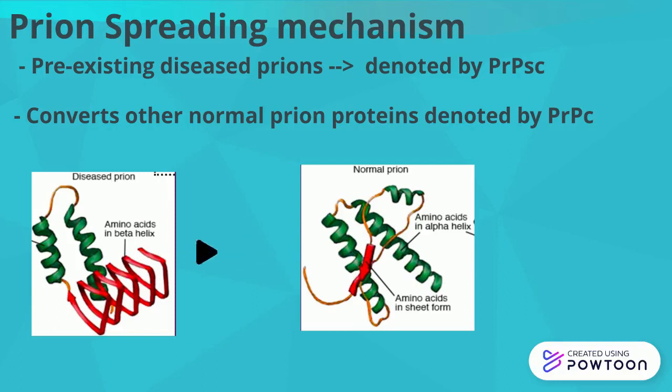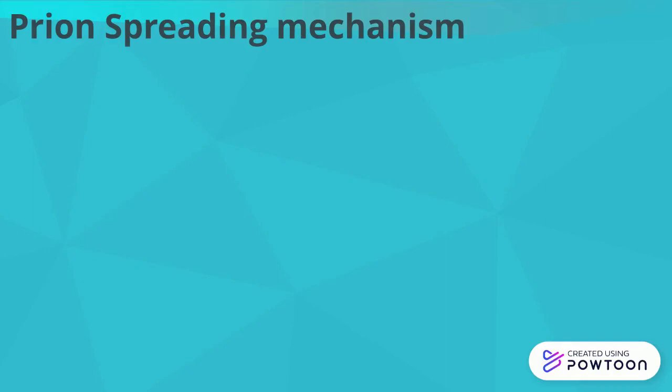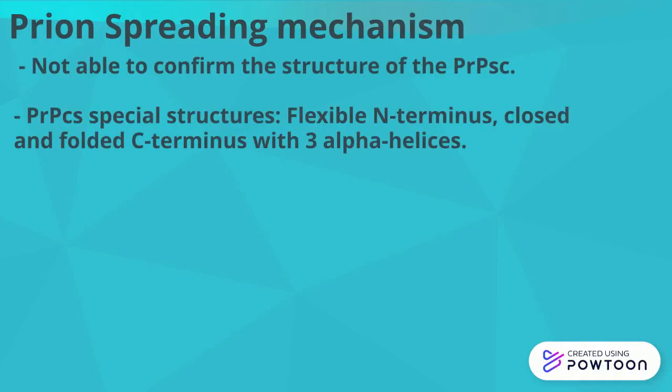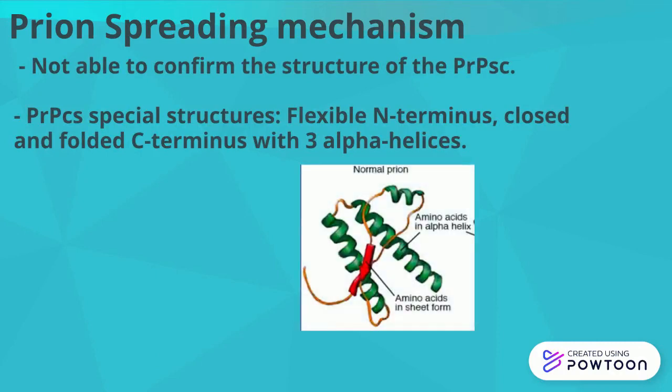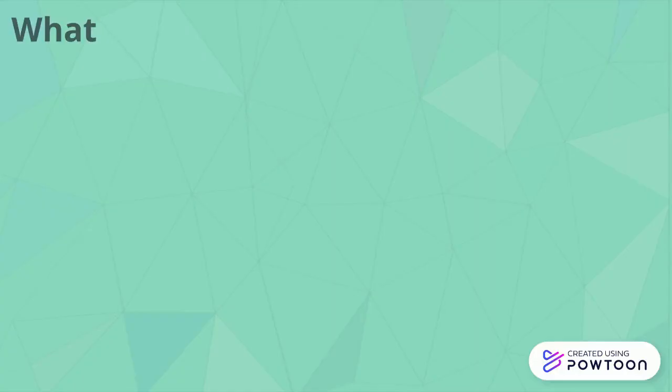The process as to how it works is still very unclear. However, scientists now strongly believe that PrPSc is majorly composed of beta-pleated sheets. Scientists cannot confirm the structure of the PrPSc as no image has been clear enough to be studied. However, PrPSc do have special structures which indicate that during this conversion to PrPSc, a great structural change has occurred in the PrPC protein.